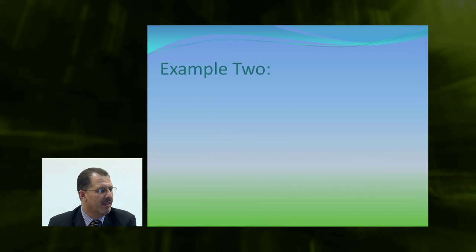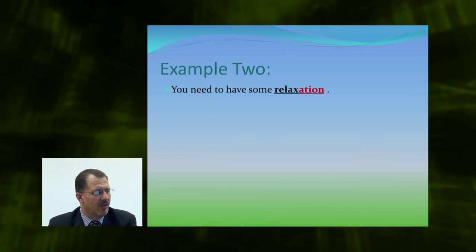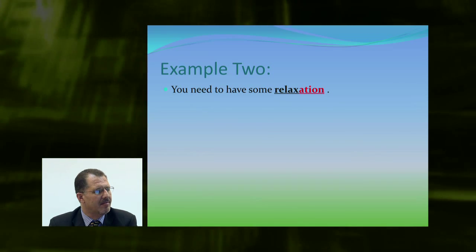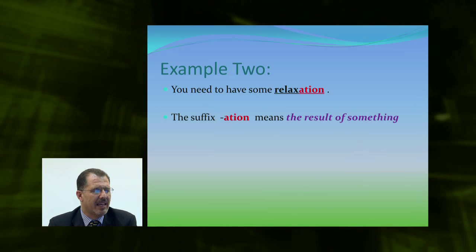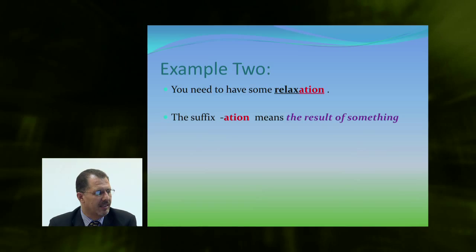Okay, now let's take a look at the second example. Example 2. You need to have some relaxation. Okay, let's analyze this sentence. The suffix here, ation, means the result of something. So, the word relaxation might mean result of relaxing.